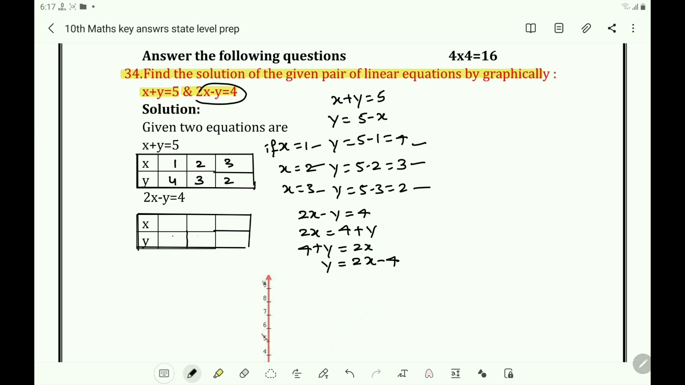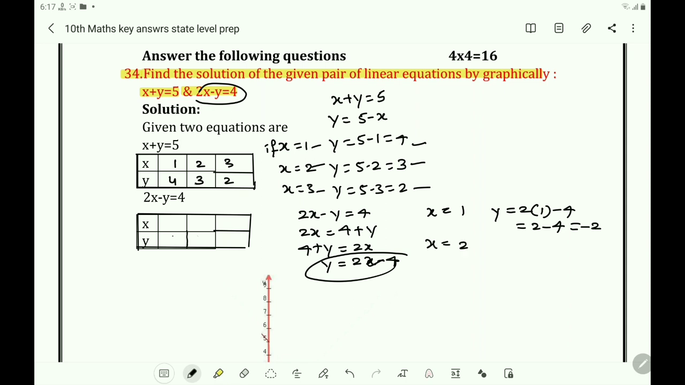So we got the equation y equals 2x minus 4. Now take some values for x. x equals 1. Then y equals 2 into x value, which is 1, minus 4, which is 2 minus 4. That is minus 2.